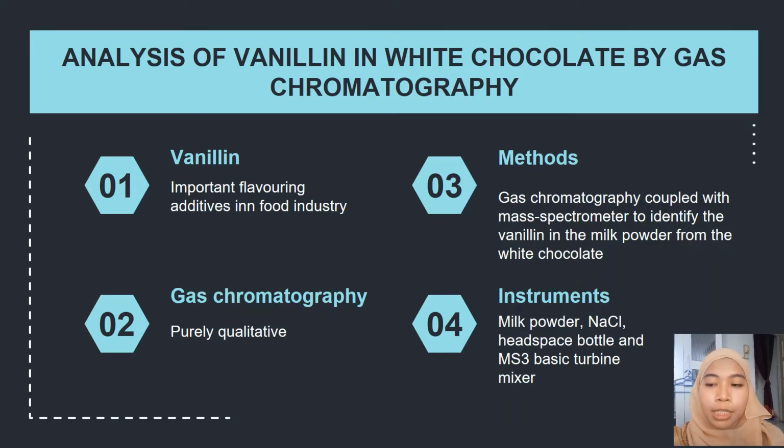Gas chromatography is one of the most common chromatography used to separate and analyze compounds. According to one of the research, this method is purely qualitative and there is no report using this method for quantification. In this study, milk powder and sodium chloride were used and the instruments used are the headspace bottle and MS3 basic turbine mixer. This mixer is used for residential heating or microgas turbine application. It is equipped with a stirrer to prevent phase separation.